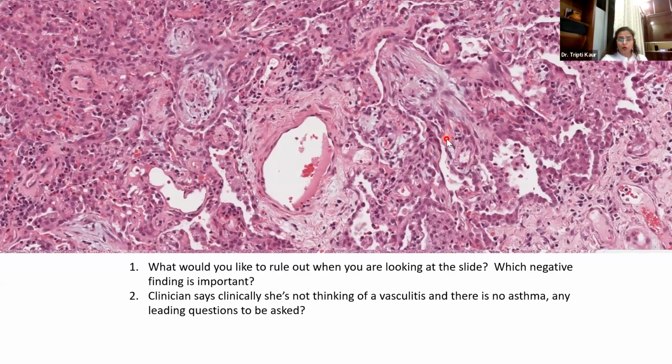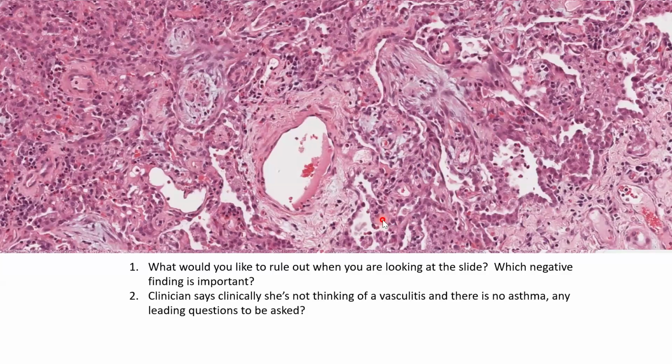So what is the diagnosis? What would you like to rule out when you're looking at the slide, and which negative finding is important? Would anybody like to answer this question, please? Please unmute yourself and respond.